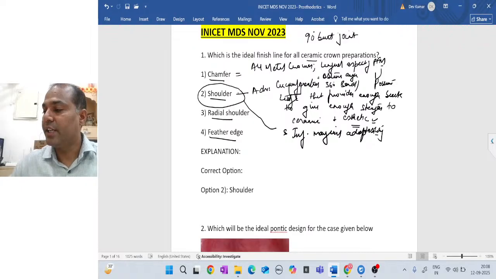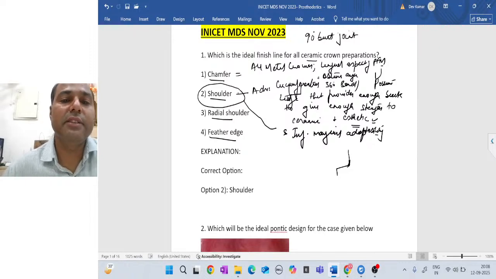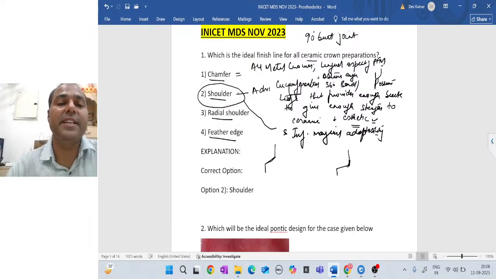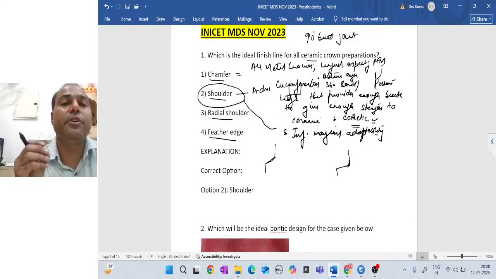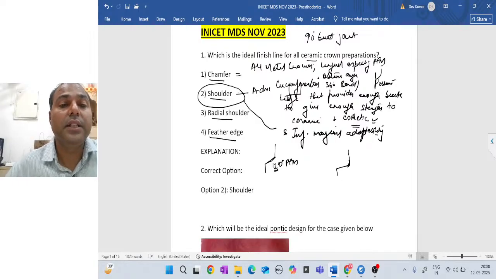Right? Radial shoulder is nothing but the internal line angle is rounded. Okay, never give a sloping shoulder. Sloping shoulder is basically 120 degrees, rather than 90 degrees. Never give any angles whenever you are giving all ceramic. It has to be a butt joint, remember this. The sloping shoulder is a 120 degree slope. It is given in PFM. Okay, and so the best answer here is your shoulder.